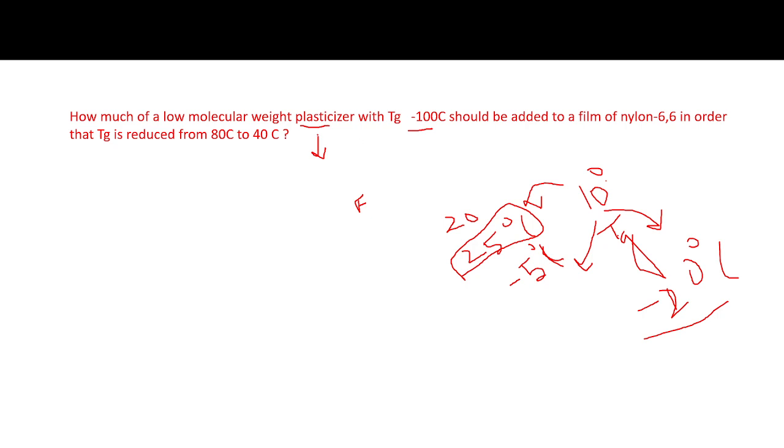So the question was: how much low molecular weight plasticizer, with Tg of minus 100 degrees centigrade, should be added to a film of nylon 6 in order to reduce the Tg from 80 degrees centigrade to 40 degrees centigrade? The Tg of that plasticizer is minus 100 degrees centigrade. So you know the Tg of the blend.